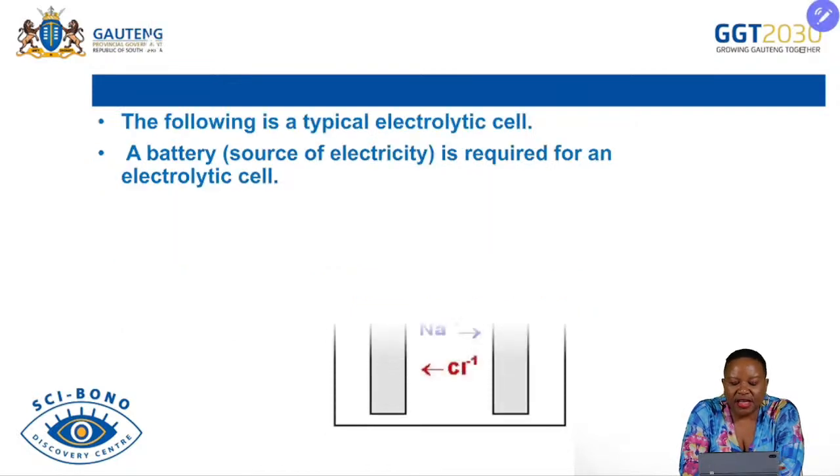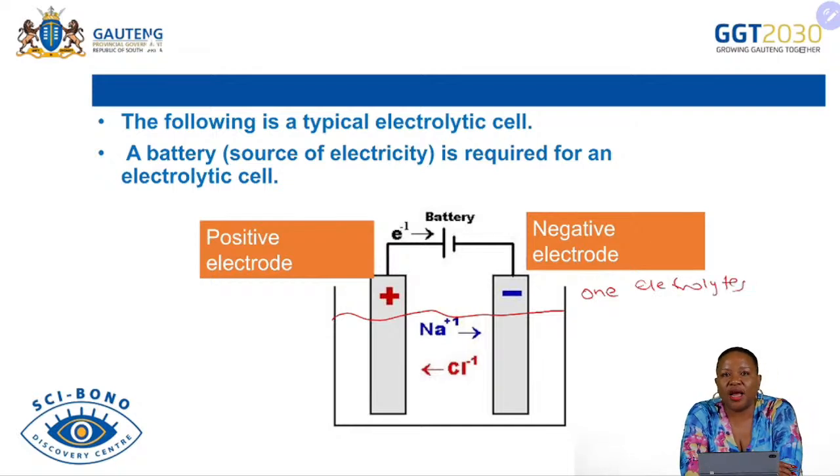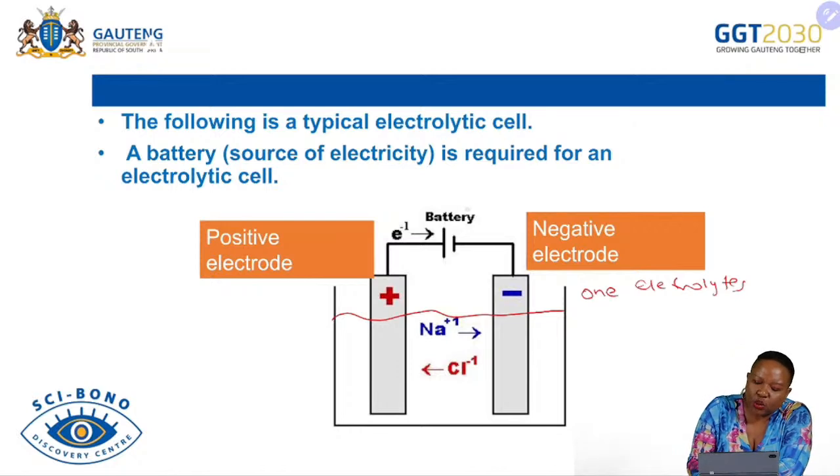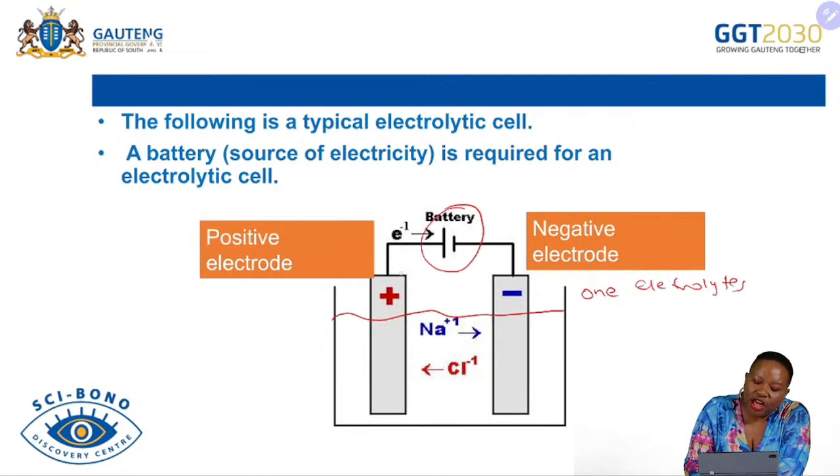And this is just an example of an electrolytic cell. What you can see is that they have one electrolyte, unlike in a galvanic cell where we have 2 electrolytes. So in an electrolytic cell, we have one electrolyte, and both our electrodes are dipped in the same electrolyte. Because we have a power source, one of the electrodes will be connected at the positive terminal and the other at the negative terminal. The electrode connected at the positive terminal will be our anode, and the electrode connected at the negative terminal will be our cathode.